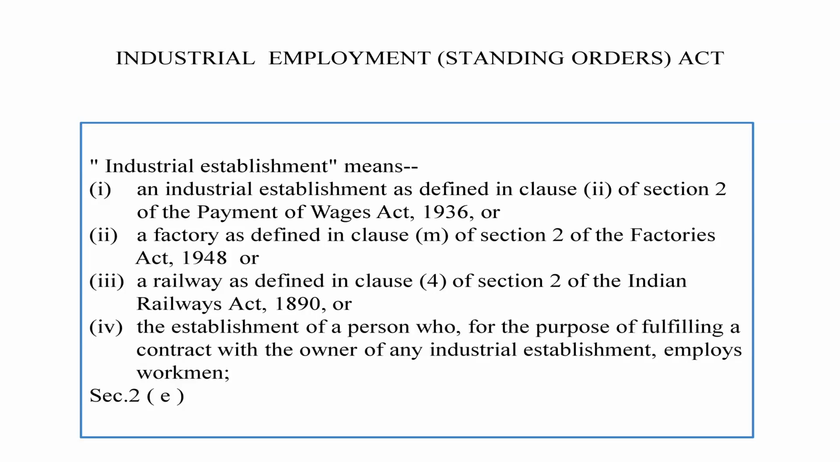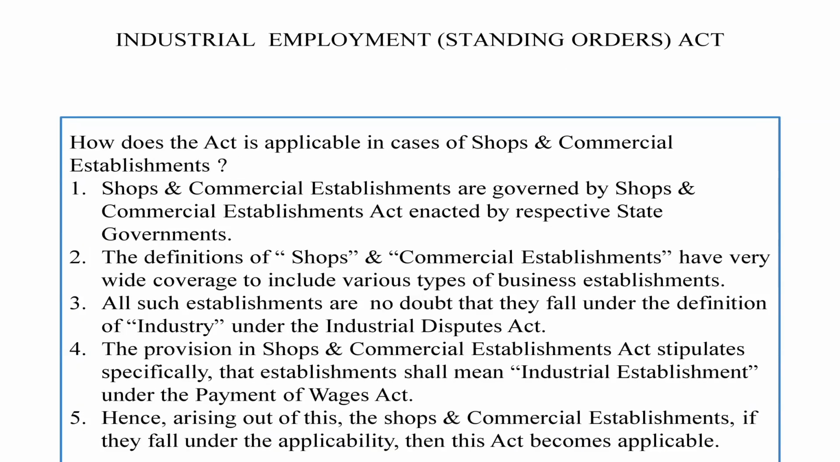Here the industrial establishment has been defined as an industrial establishment as defined under Section 2 of the Payment of Wages Act, a factory as defined under the Factories Act, a railway as defined under the Indian Railways Act, and an establishment of a person for the purpose of fulfilling a contract with the owner of any establishment. This is the industrial establishment definition.